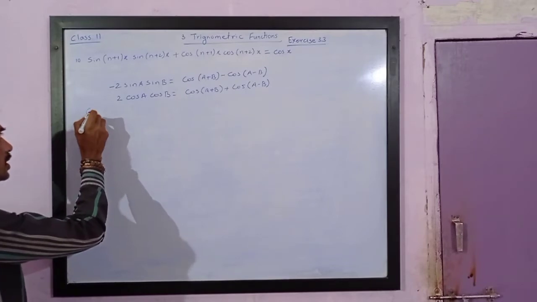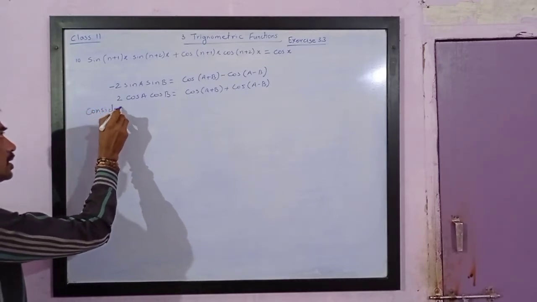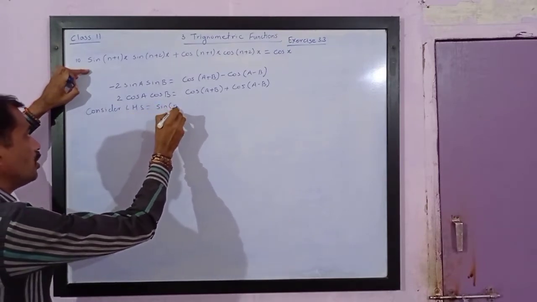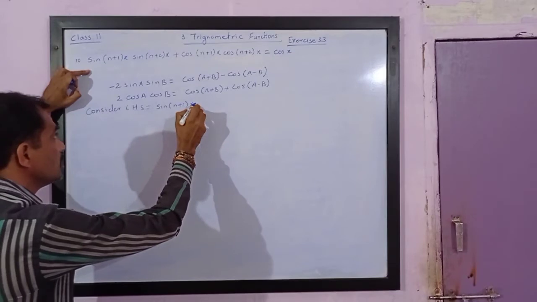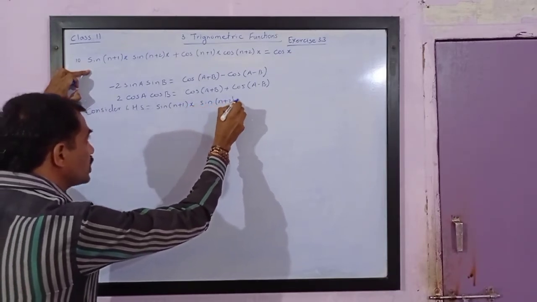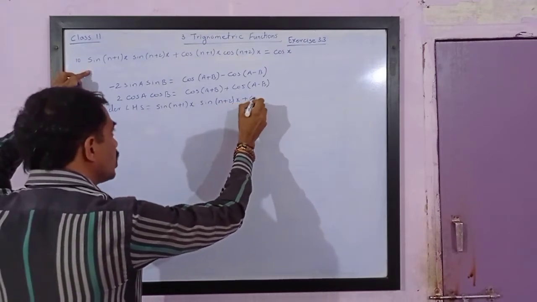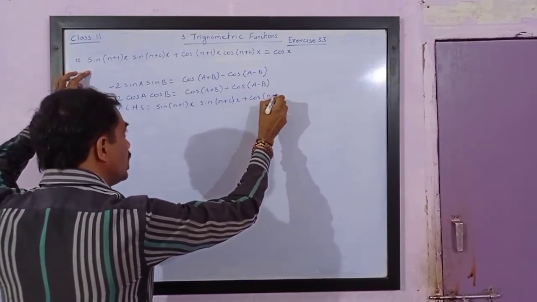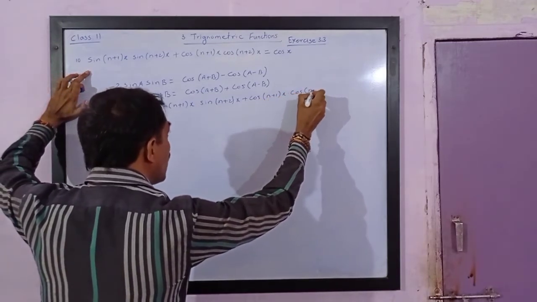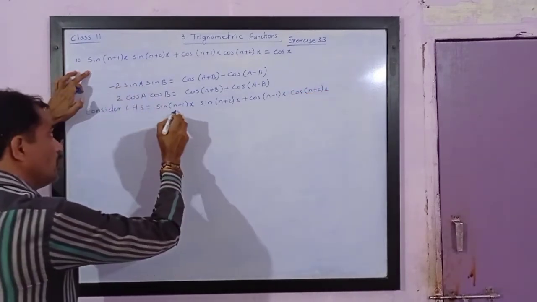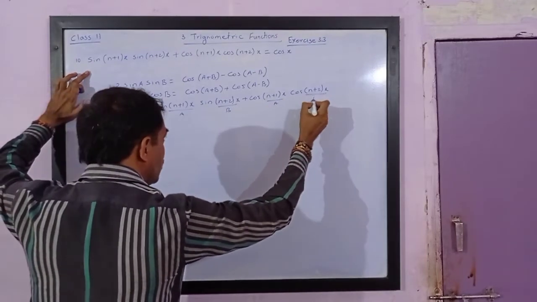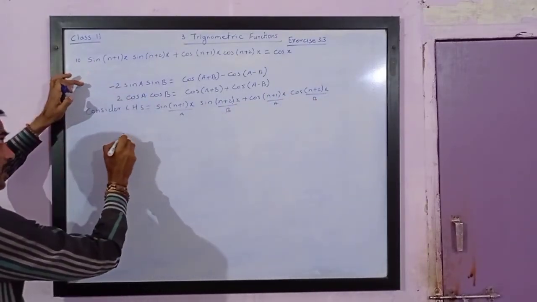Now consider LHS. So LHS is equal to sin((n+1)x) into sin((n+2)x) plus cos((n+1)x) into cos((n+2)x). So we are going to consider this as a, this as b, here also this as a and this as b. So we will get LHS is equal to.